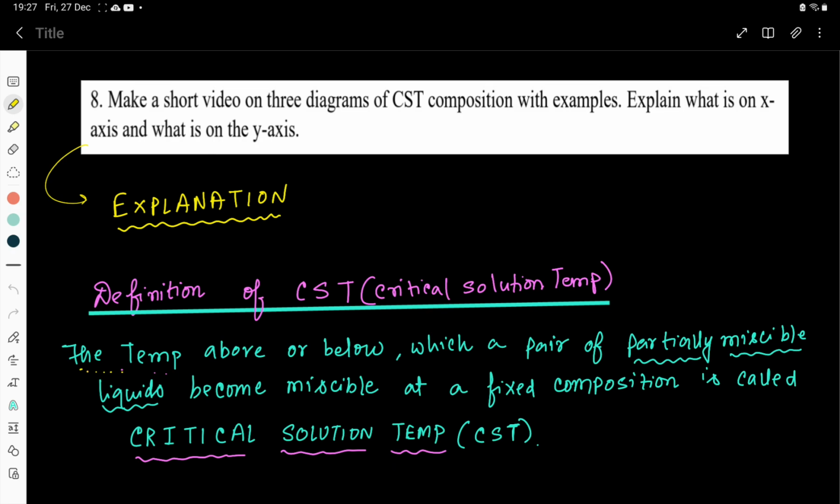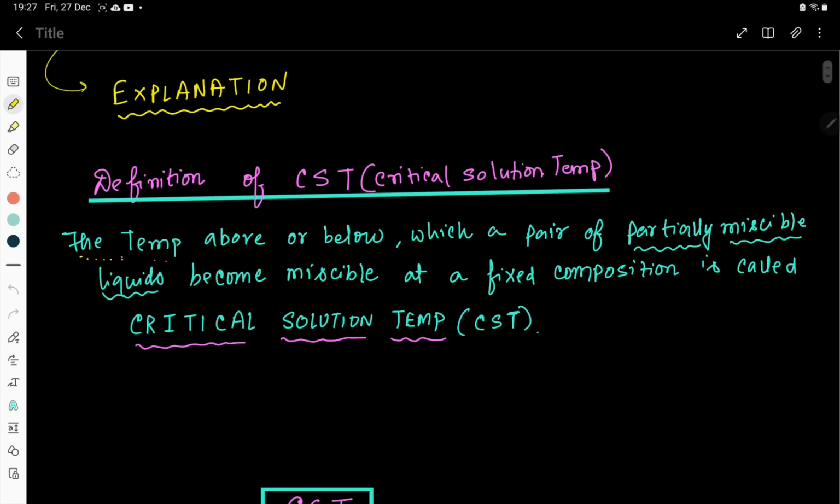So today I will be explaining the three diagrams of CST with examples. Okay, but before explaining these three diagrams, I want to explain the definition of CST first. So here is the definition of CST.